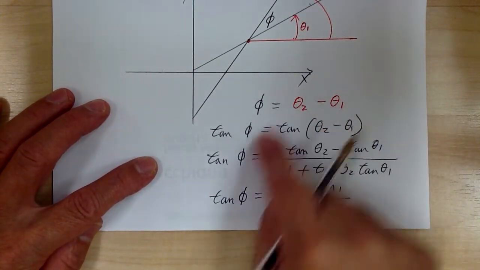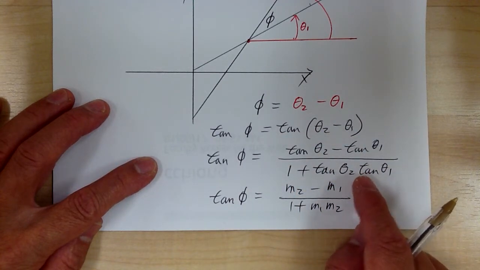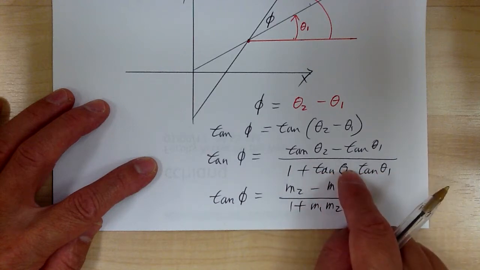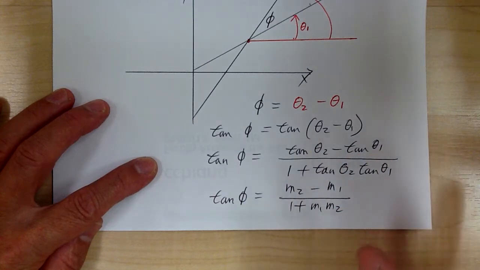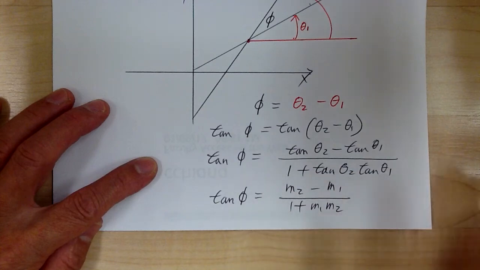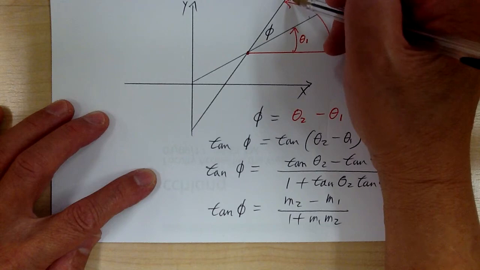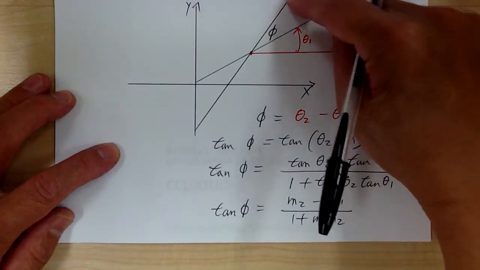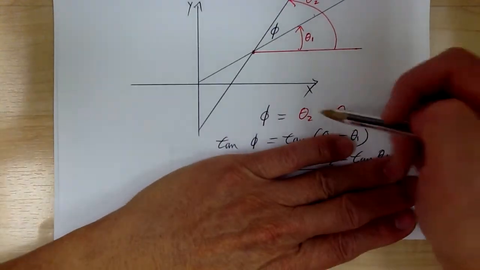Okay. Now, this formula is not that difficult to memorize, if you remember your tangent identity for difference. But you only use this if they ask you for an exact number. If they want you to use decimals, then it's much easier. You can just go and figure out theta 2 and then figure out theta 1 and just subtract. So use this one here.